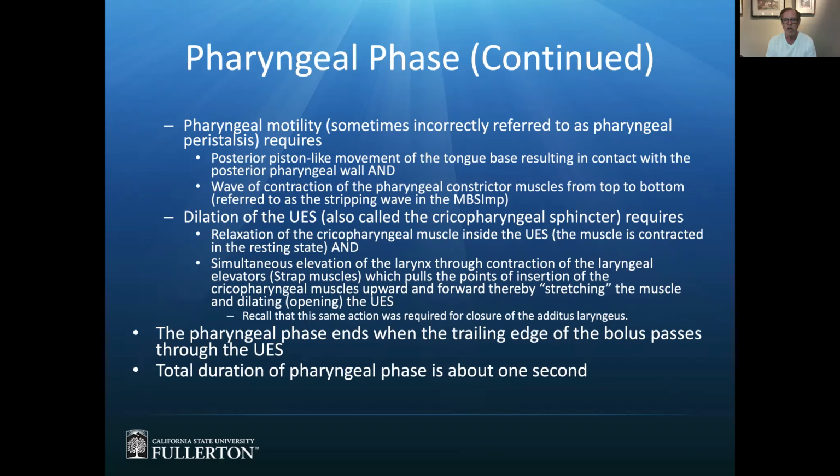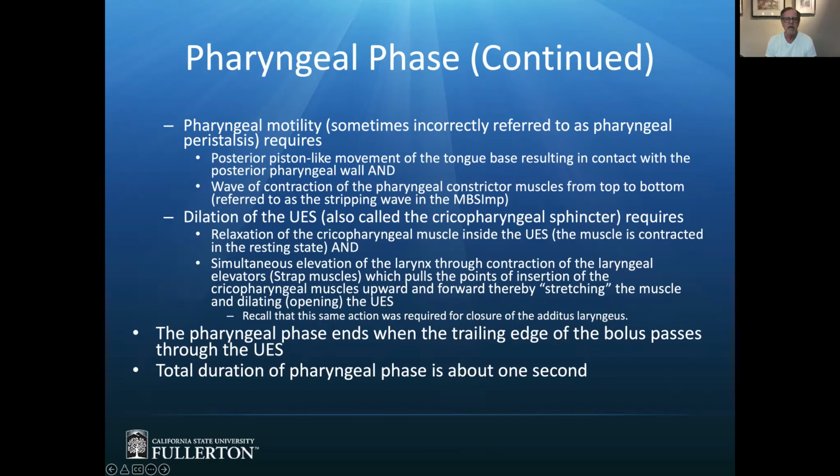So it's twofold. What's happening is you're dilating the UES, opening the UES, and doing it through those two mechanisms. All right. Oh, I made a little note here. Recall that this same action, elevation of the larynx, is required for closure of the adductus laryngis. So that again shows that many of the things we're listing here in some kind of a sequence are overlapping, and that's one of them.